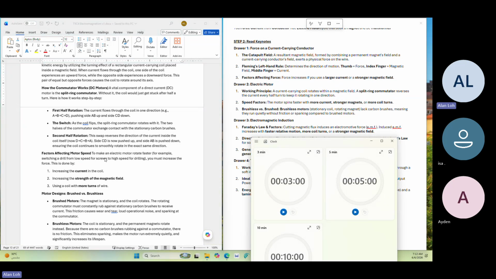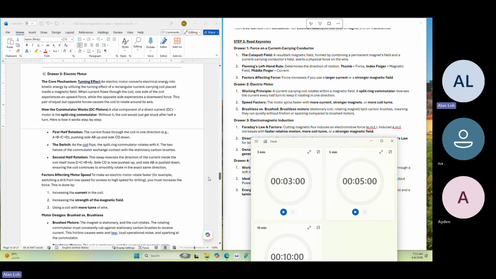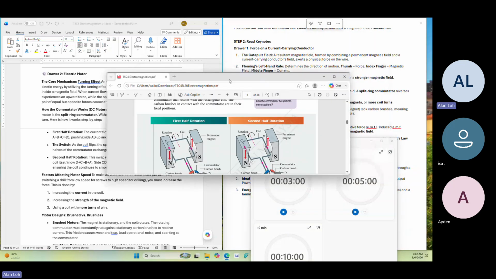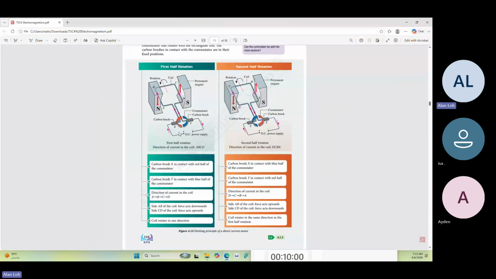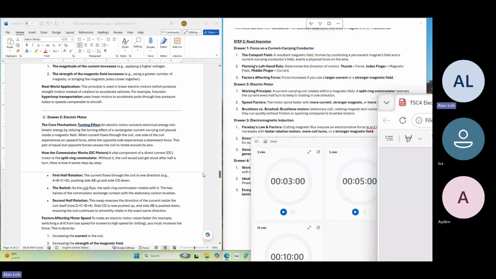Okay, the DC motor is also quite difficult to understand by just reading it. Even if I put it on the screen, on the picture, it's also not that easy to understand by just reading the diagram. Right, even with a diagram, it's not easy to understand how the mechanism works. Let's do this. I'm going to go to drawer 2.